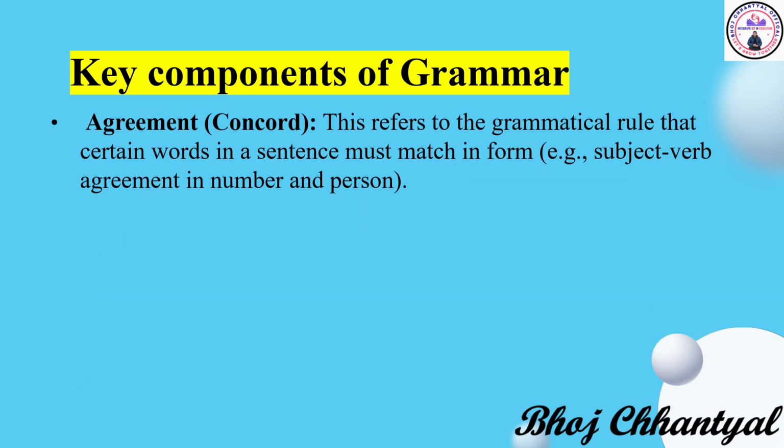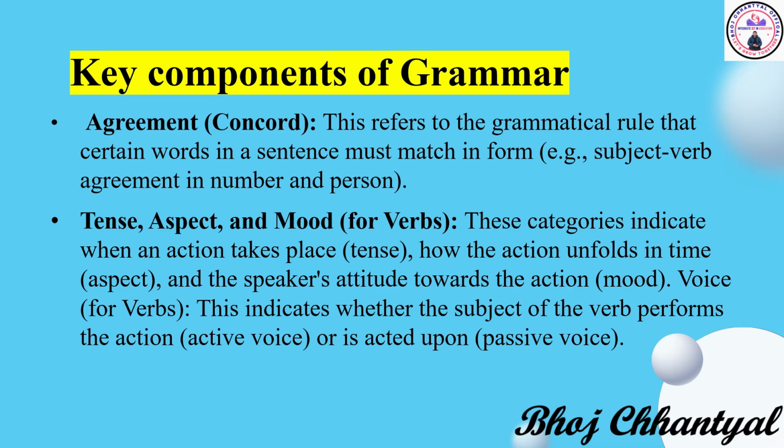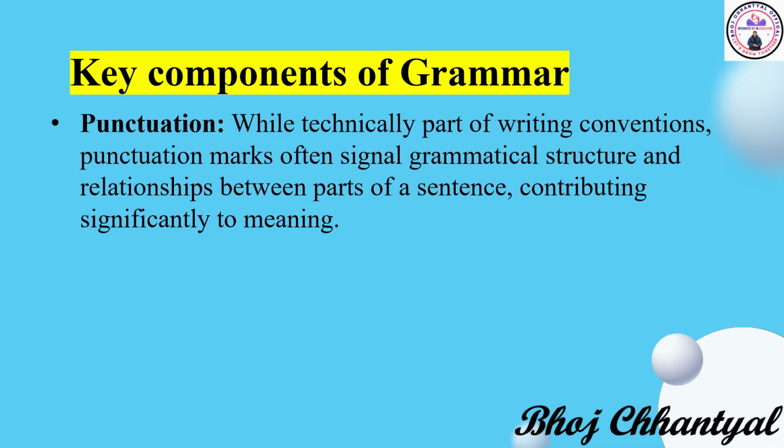Agreement, concord. This refers to the grammatical rule that certain words in a sentence must match in form, for example subject-verb agreement in number and person. Tense, aspect, and mood for verbs. These categories indicate when an action takes place, tense, how the action unfolds in time, aspect, and the speaker's attitude towards the action, mood. Voice for verbs. This indicates whether the subject of the verb performs the action, active voice, or is acted upon, passive voice.